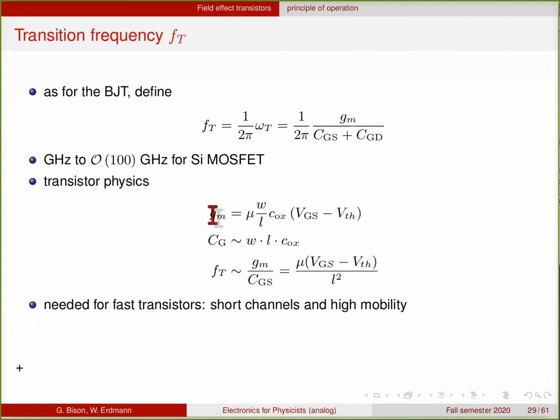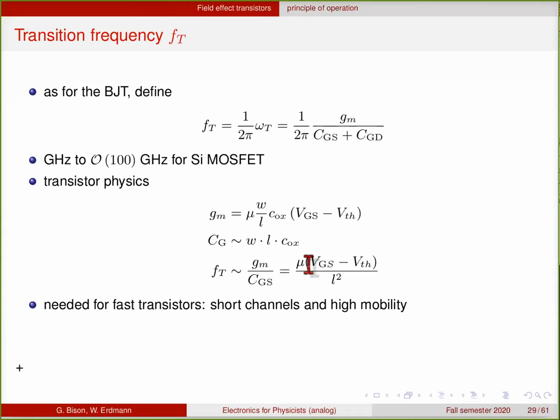We can plug in what we learned about these transistors. So the gm is the mobility of the charge carriers times width over length multiplied by the oxide capacitance per unit area times the difference of gate-source and threshold voltage, while the rough estimate for the gate-source capacitance is just the capacitance of the gate, which is width times length times capacitance per unit area.